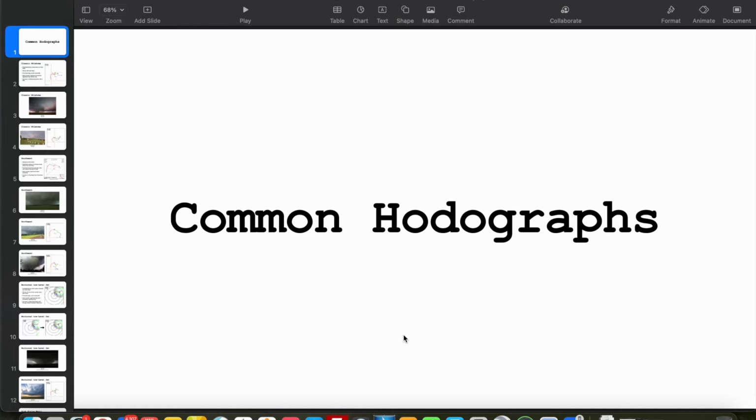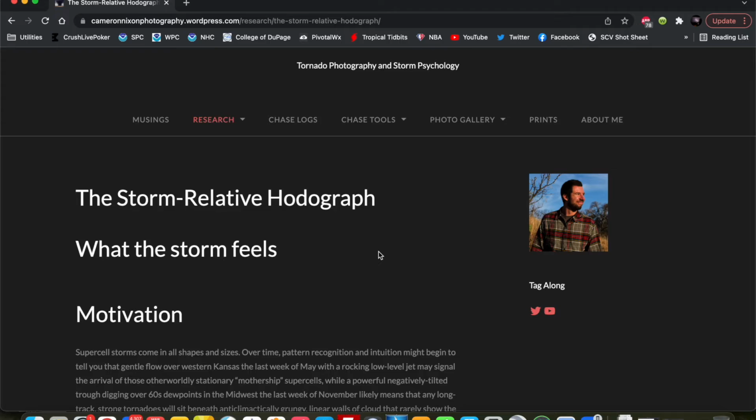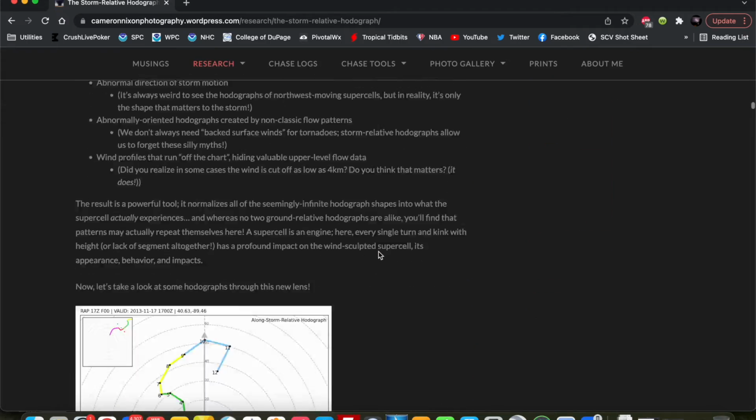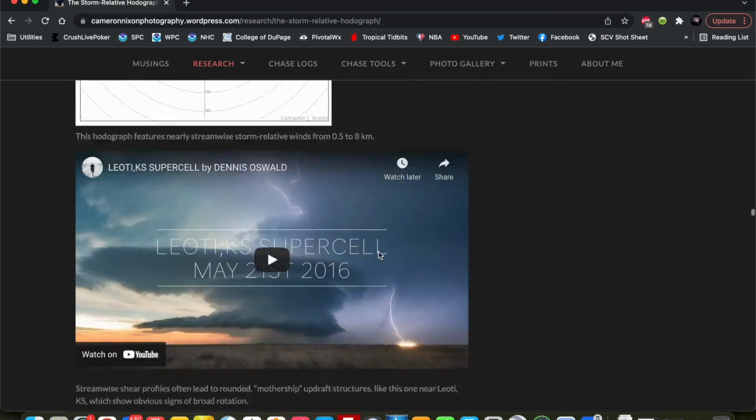And I took a lot of information for this presentation from this article. We've talked about this article before. Cameron Nixon is one of the most knowledgeable people out there on hodographs, and this is, as far as I'm concerned, one of the foremost articles on deciphering hodographs.